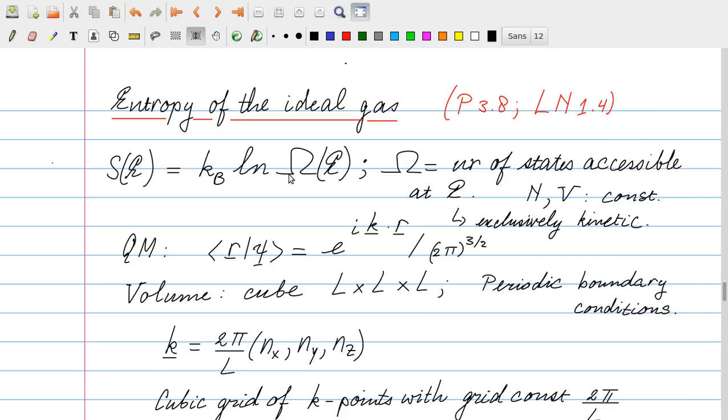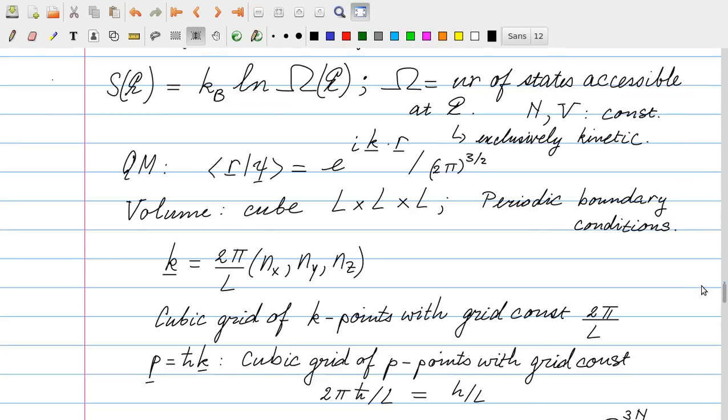So our aim is to calculate this Ω, so we have to count how many quantum states are accessible to the system at energy E. And the system is an ideal gas, which means that there is no potential energy. There is exclusively kinetic energy. And the quantum states for a flat potential, so the potential is zero everywhere, are given by plane waves, e to the power i k dot r, and this is a normalization factor.